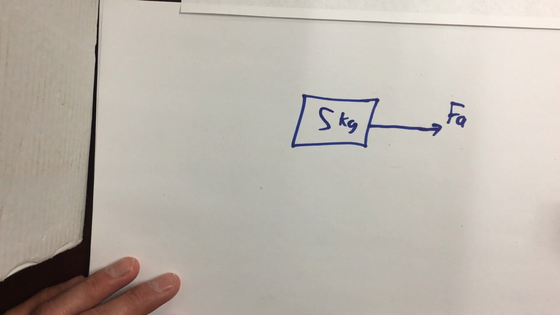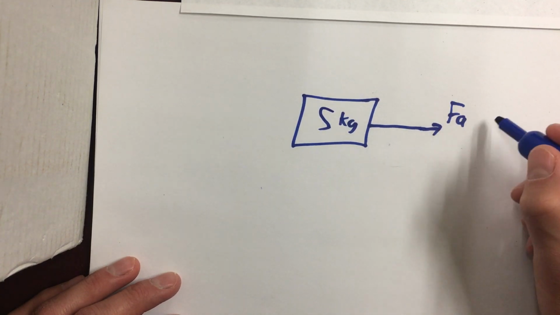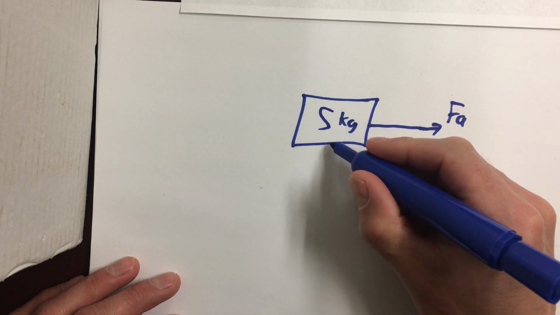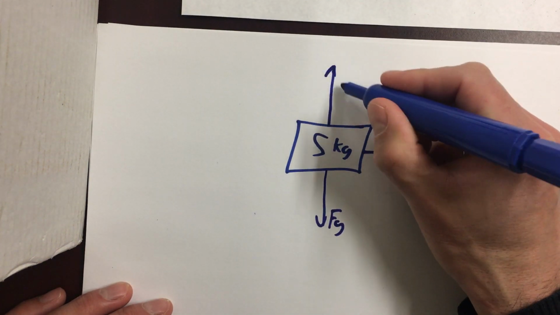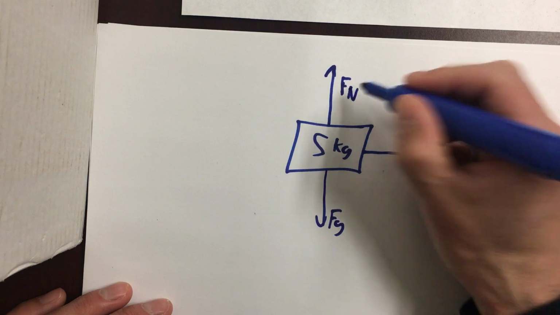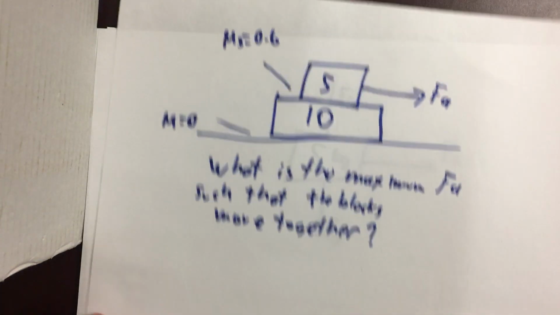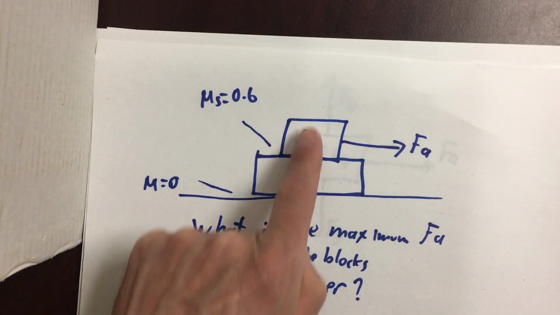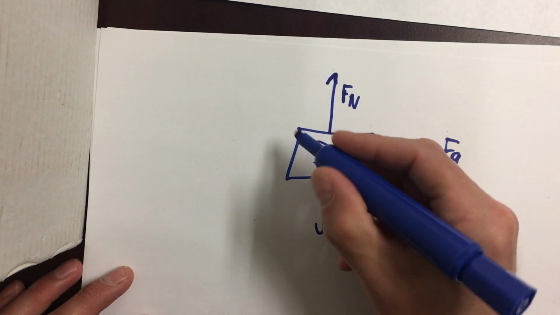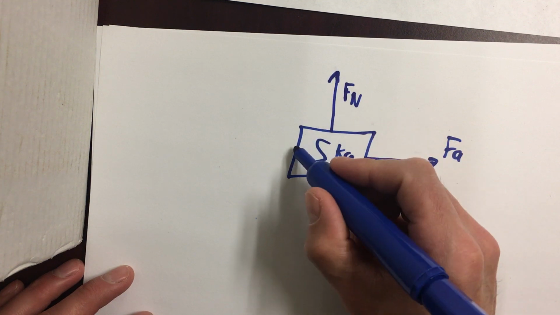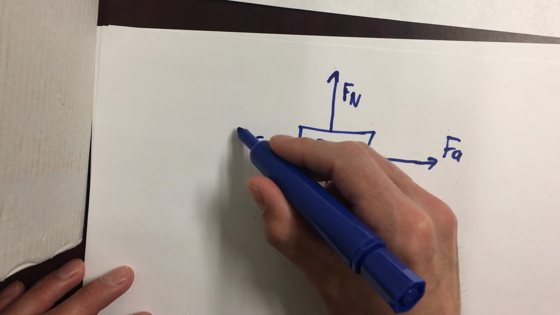So here's the 5 kilogram block. Pulling it forward, we have an applied force. Force of gravity will pull it down, and the normal force will push back up on this. See the blocks here? Gravity's pulling it down. The normal force is provided by the surface of the 10 kilogram block. We will also have friction on this, and friction will pull back.